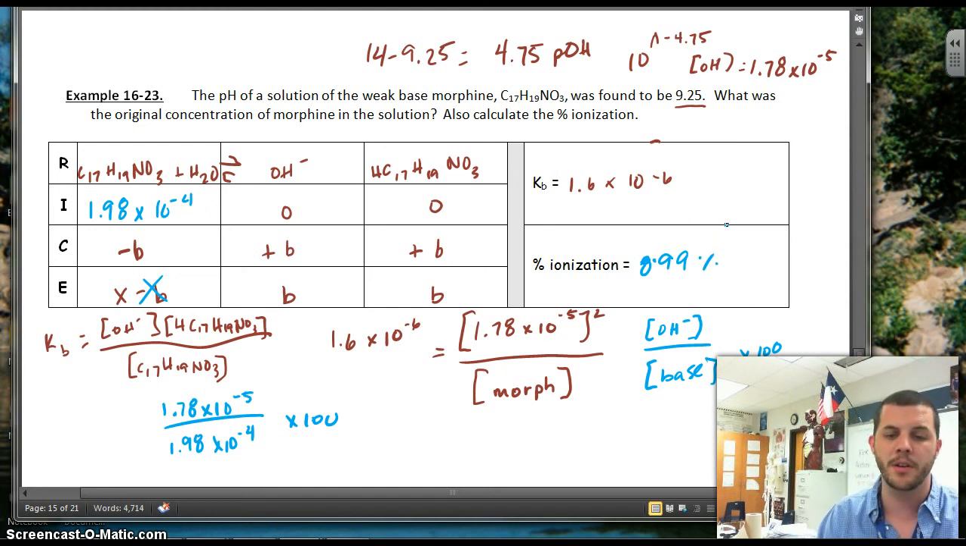So that's how you do it, folks. That's the situation. Going backwards is the same deal. You just want to plug in what you can, but instead of solving for B using all this, you've got to use your acid-base rules to solve for B. Once you know what B is, then you can plug that in and do what we do.